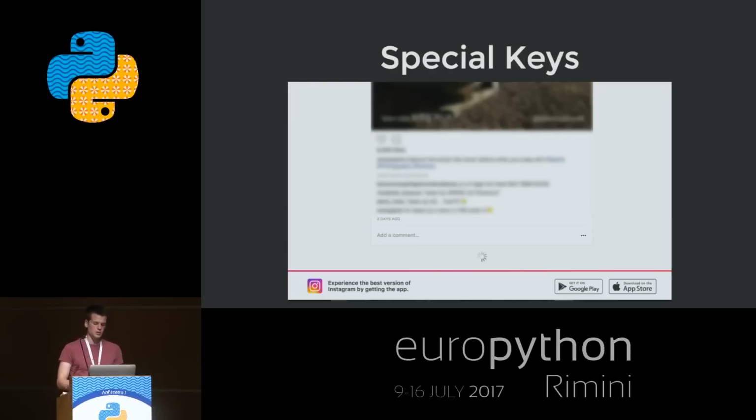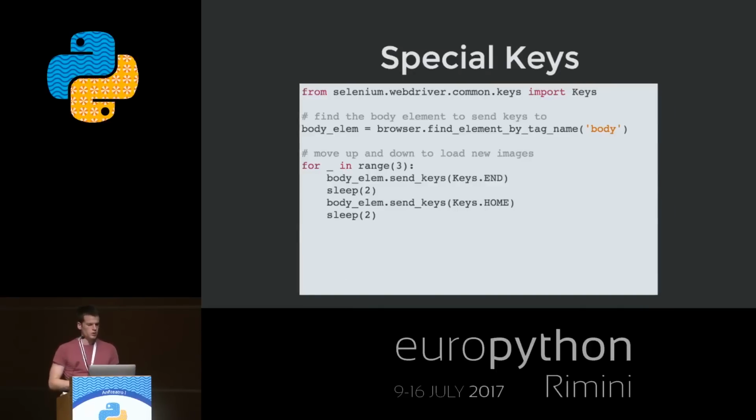And again, we will introduce a new concept, which are special keys. With the normal send keys method, we can simply send text like our username and password, but we have to use special keys for stuff like delete, enter, spacebar, and in our case, the home and the end key, which will trigger the page to go to the top of the page, and the end key will trigger it to go to the bottom. And let's translate this into code again. This will lead to something like this.